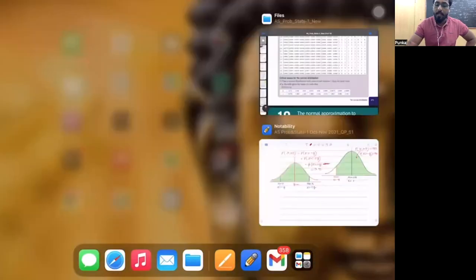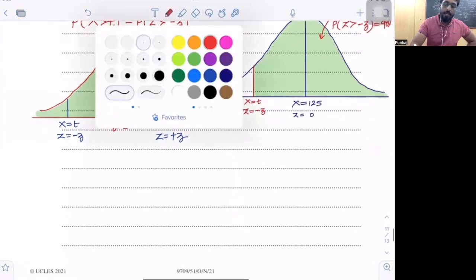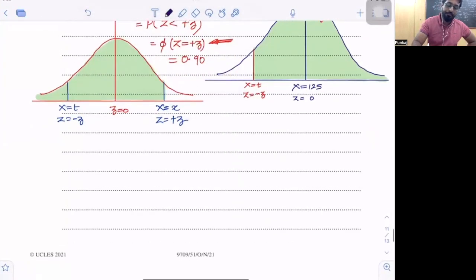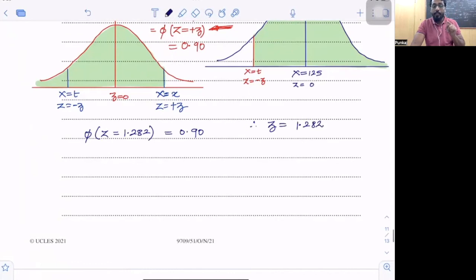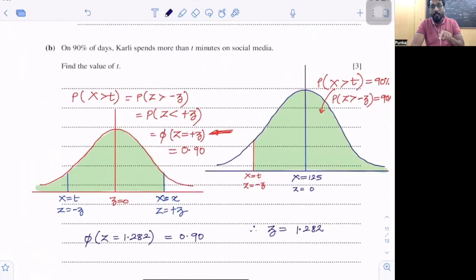So I again go back over here. So I'm going to write phi of z equal to 1.282. I get the probability as 0.9. That means the value of z is 1.282. But I want to find the probability of x greater than t. And for this x greater than t, the value of z was negative z. So this is very important, students. You really want to know this well.